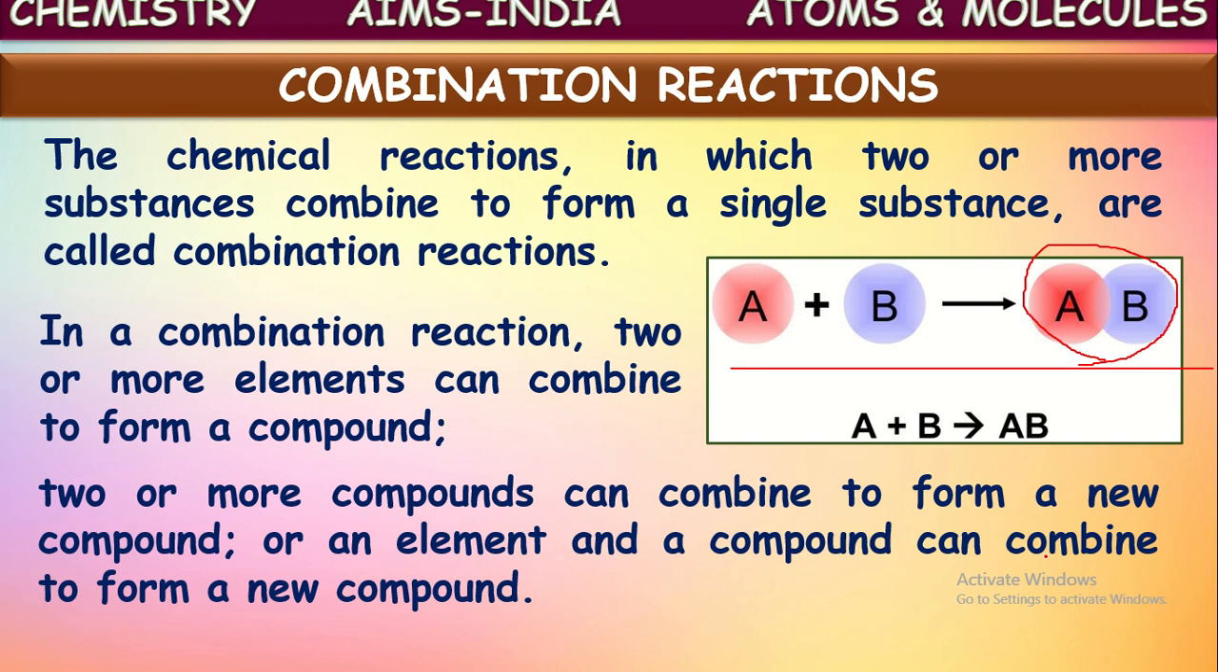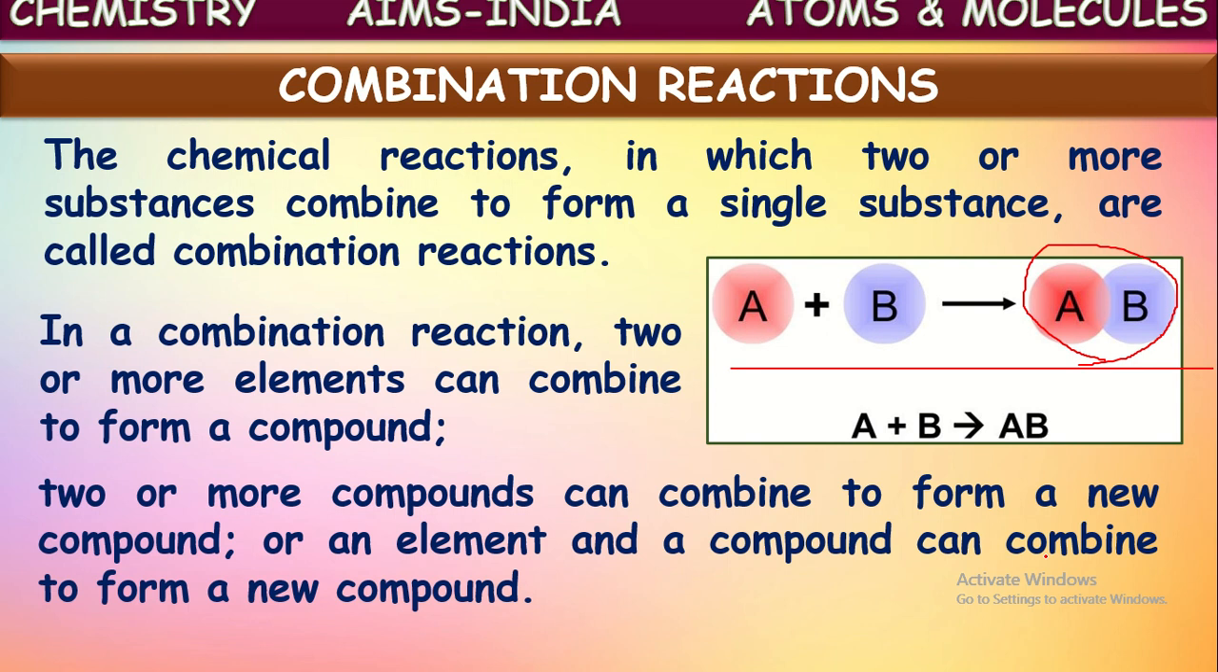And when these two combine, they are forming a single product called calcium hydroxide, lime water we call generally. Anyhow, here calcium hydroxide, slaked lime, is being formed. In this formation of slaked lime, two compounds combine. So two compounds can combine to form a new compound. And the third type of combination they have given here is that an element and a compound can combine.